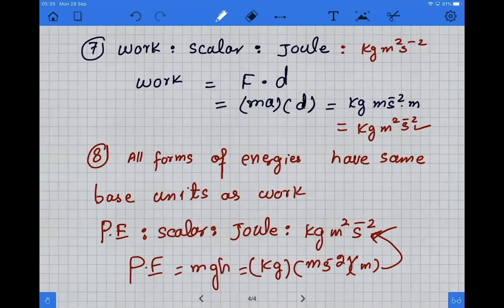So these are the 8 quantities we were supposed to cover in this slide. The remaining quantities will be covered in next 2 slides, the second and third slides.